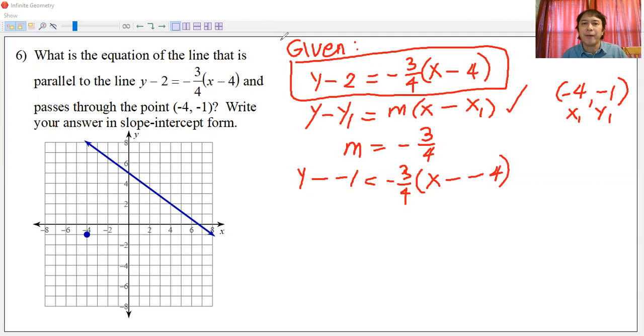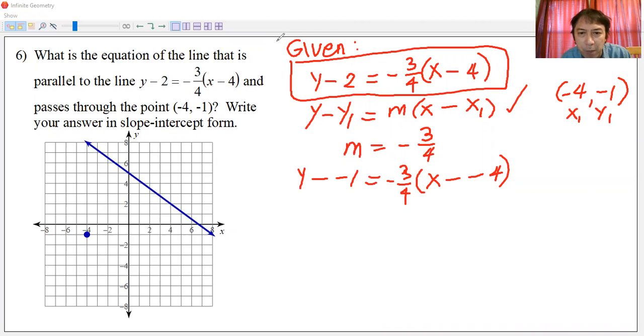Now we simplify and then write it in slope-intercept. That's according to the statement: write your answer in slope-intercept. What I wrote here is the point-slope form, so this is not the required form. We still have to simplify this before we finalize it.